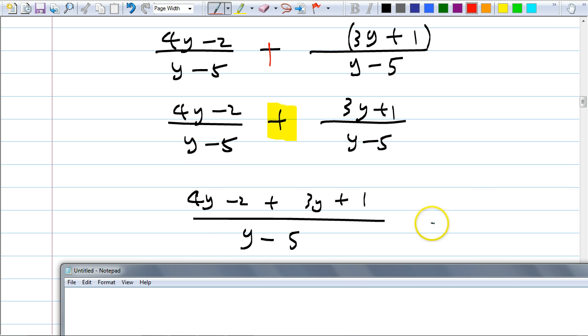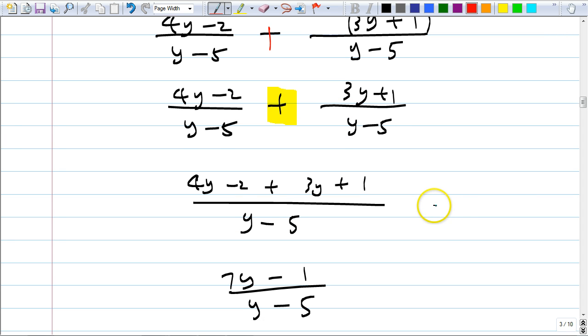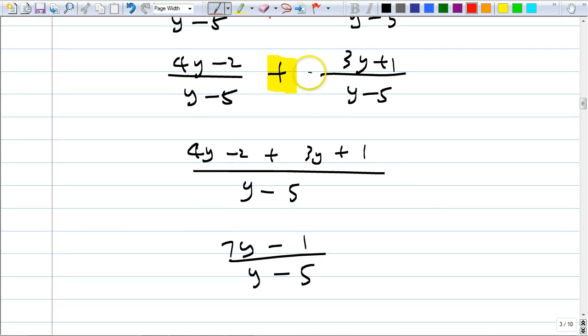So, class, what did you all get? 7y. There you go. Good. That's the answer. By the way, can I cancel out these y's here? No. Are these y's factors of the whole numerator or the whole denominator? No, they're not. So that's the answer right there.